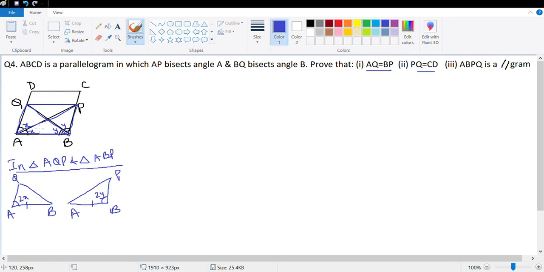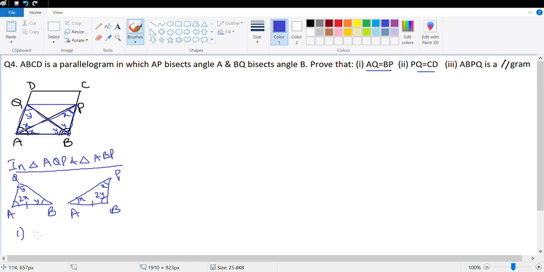If QAP is x, which means BPA, this angle will also be x, because these are alternate angles. Similarly, if I look at CB and AD as parallel lines, if this angle QBC is y, then AQB will also be y. So angle Q in this case is y, this angle is y, this angle is x, this angle is x. Let's just write that down.